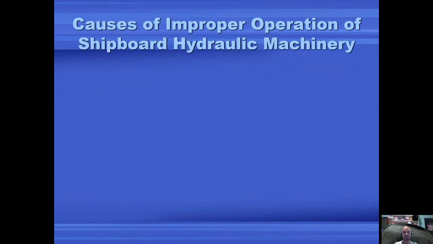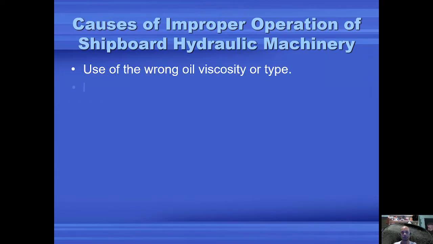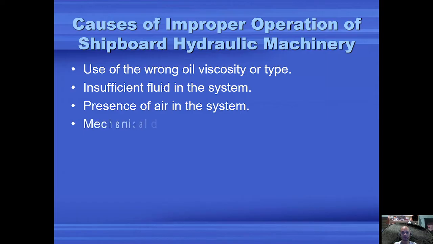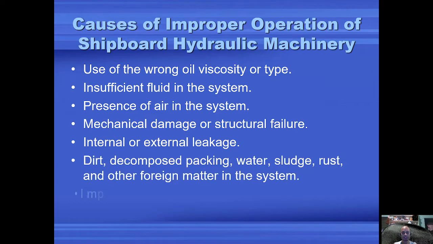Check mounting. So what are the causes of improper operation of shipboard hydraulic machinery? We're done with the pneumatics, so now we're going for hydraulic machinery. First, the use of the wrong oil viscosity or type may cause damage to the system. Insufficient fluid in the system, so you should always check the level of the fluid. Presence of air in the system may cause cavitation, mechanical damage or structural failure, internal or external leakage. Dirt, decomposed packing, water, sludge, rust, and other foreign matter in the system may also cause improper operation of the system.